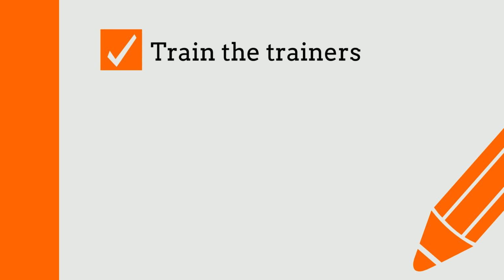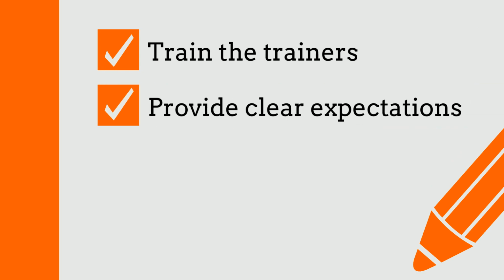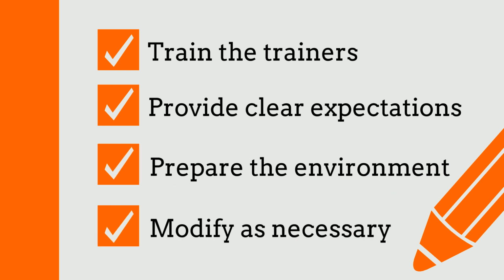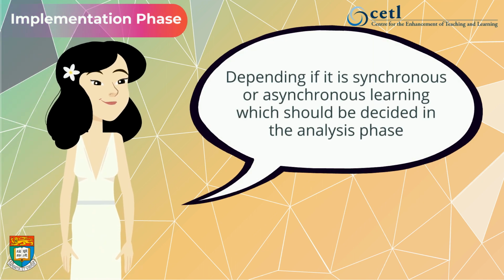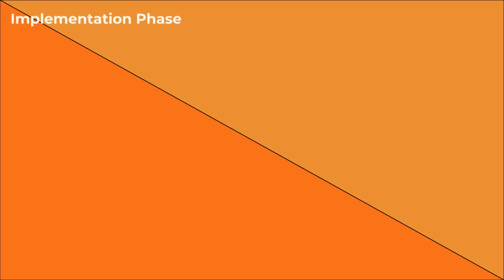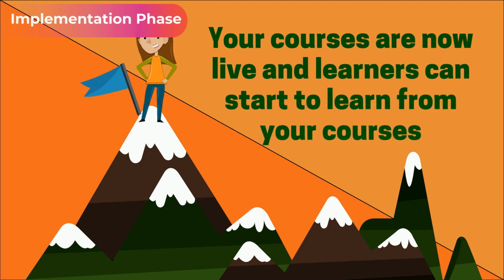In order to perform the implementation stage effectively, there are 4 things to consider. 1. Train the trainers. 2. Provide clear expectations. 3. Prepare the environment. And 4. Modify it if necessary. Depending if it is synchronous or asynchronous learning, which should be decided in the analysis phase, students will have the opportunities to interact with their teachers and tutors in this phase. The end goal of this phase will be that your courses are now live and learners can start to learn from your courses.